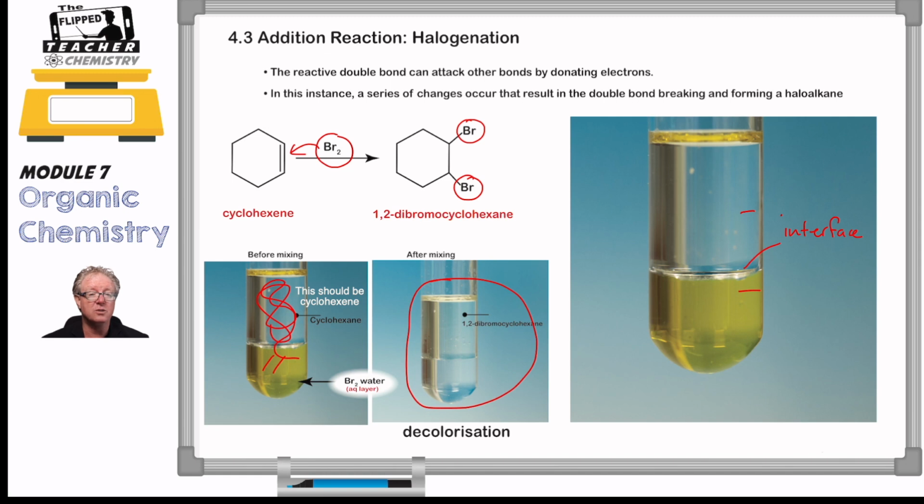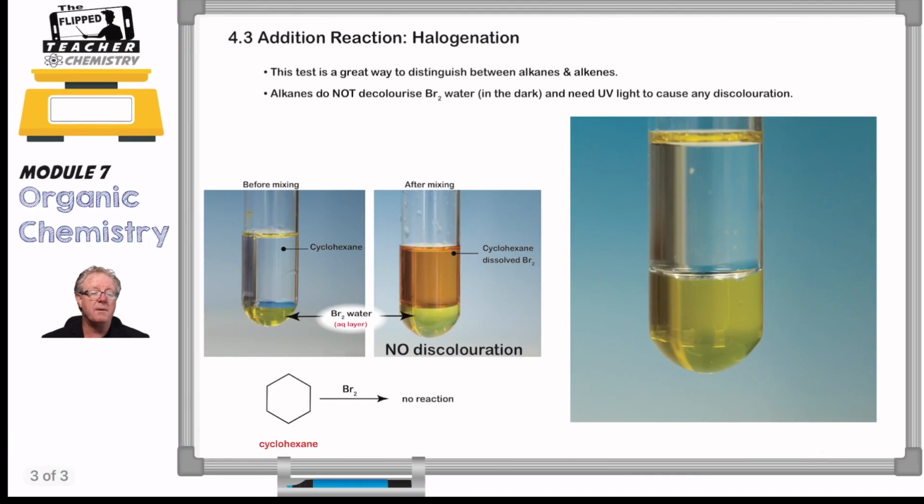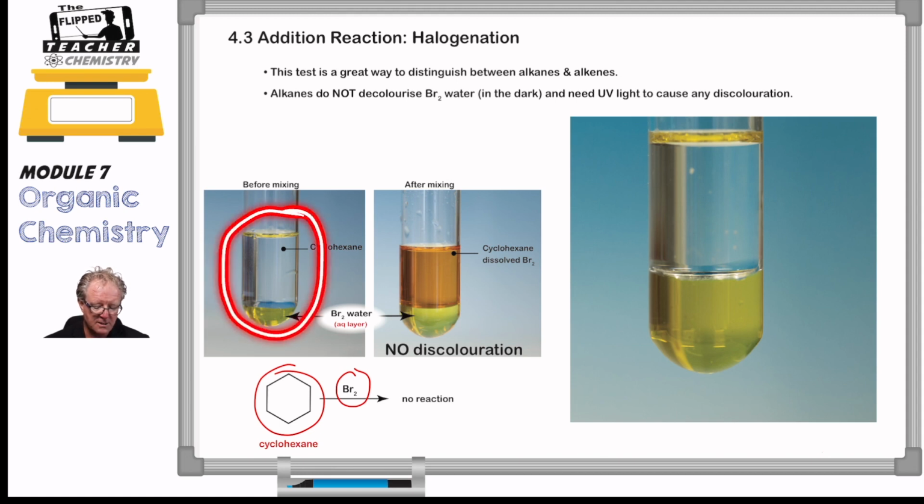But it's a good test, as to say, in the presence of UV light, this occurs, but also in the absence of UV light, this reaction occurs because the carbon-carbon double bond is so reactive. Well, what about alkanes? Well, here we have an alkane. We have cyclohexane here. We add bromine water to it. We can see we're starting off with the same sort of scenario. We've got our interface, we've got our organic layer, and we've got our aqueous layer here.